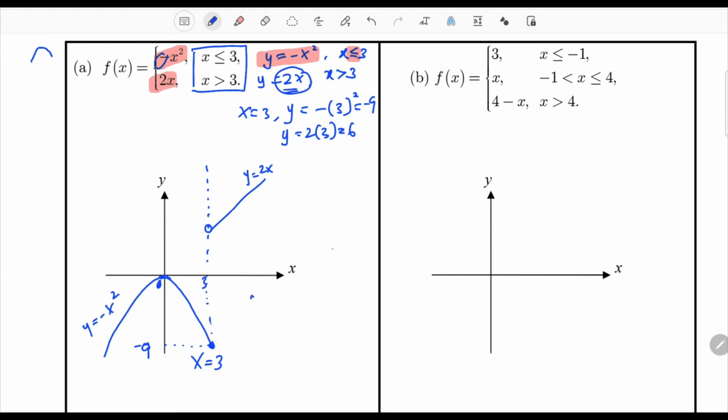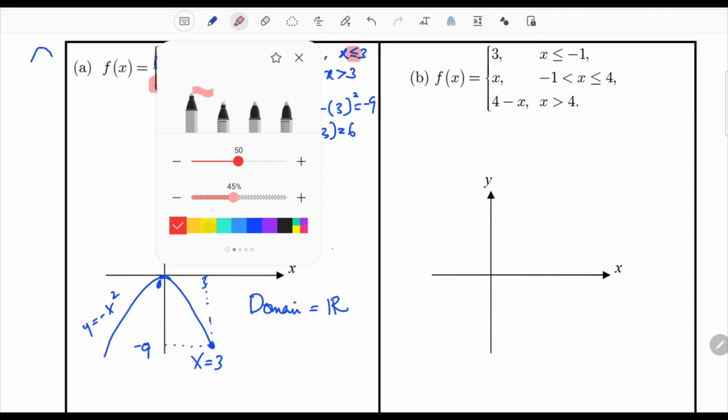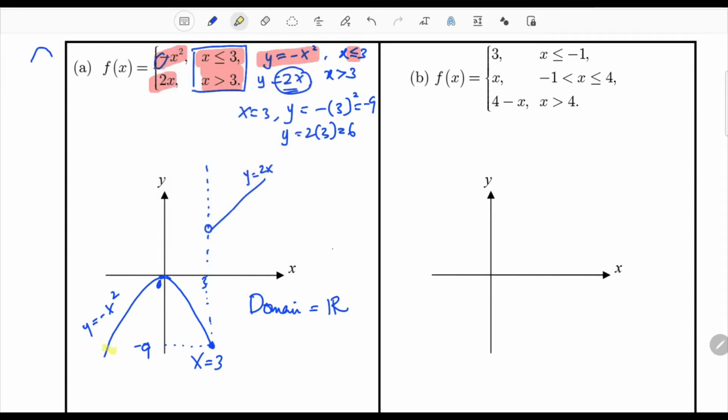Alright, so domain. Domain will be this. So that is, you have the equal there. So that will be all real numbers. If you can see here, let me change the color. It goes from left up to this, stops here, but it continues here to the right. So smoothly from left to right, we have all the values.